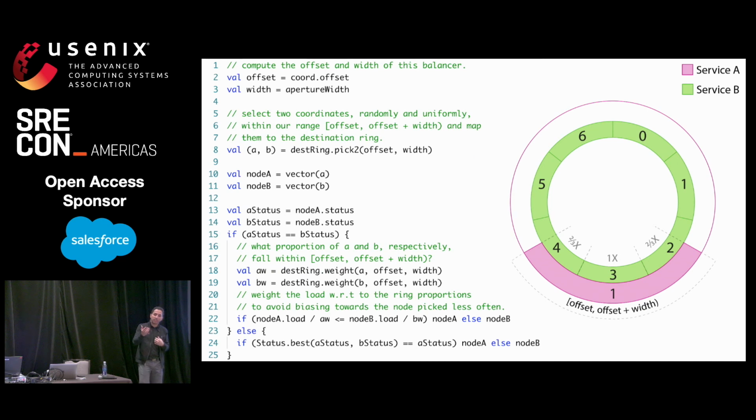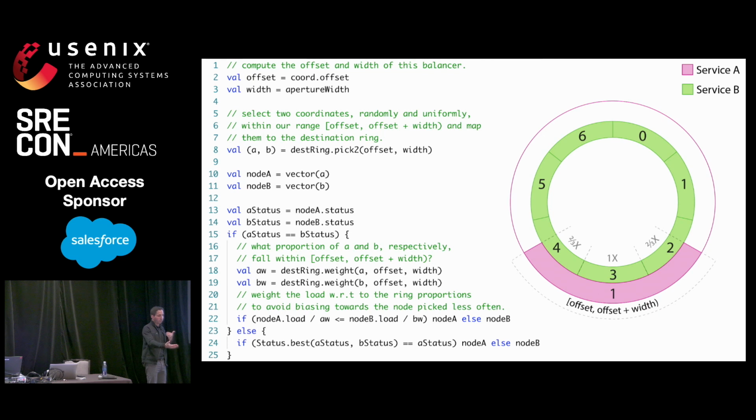So this gives us indices A and B. What we expect with this diagram, the result of A and B is, again, 4 and 2 to be picked 2/3 as often as 3. Then we map those indices to nodes. Nodes simply give us more metadata about an instance, so things like status and load. Then on lines 13 and 14, we inspect the status and we compare it. And this allows us to do the routing around that we originally talked about.